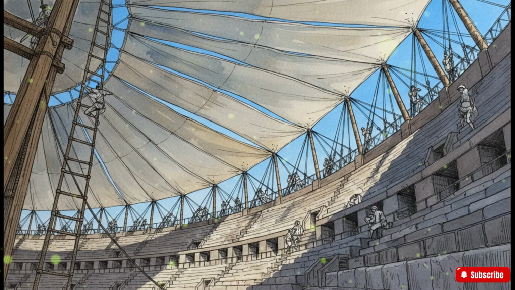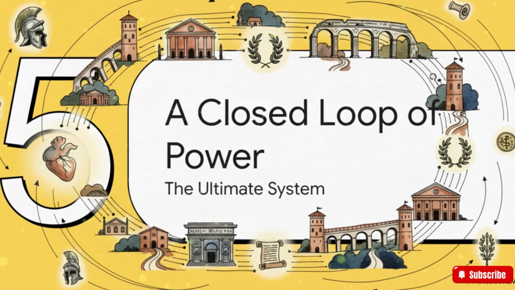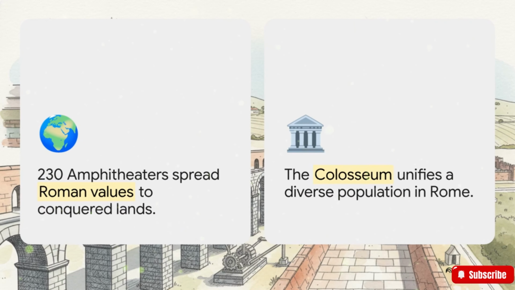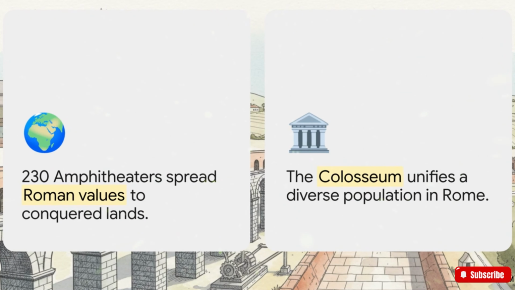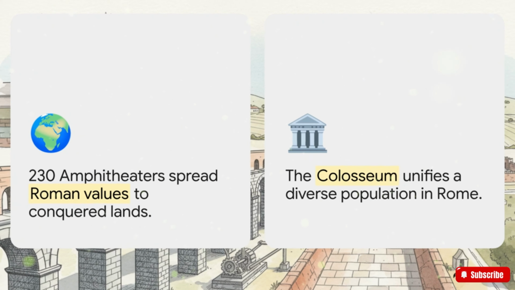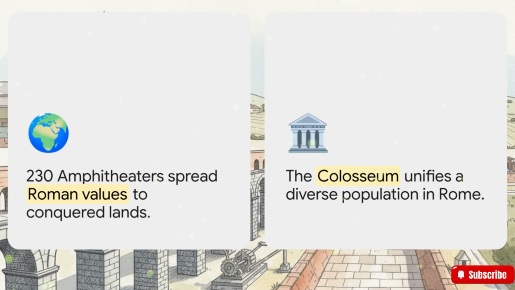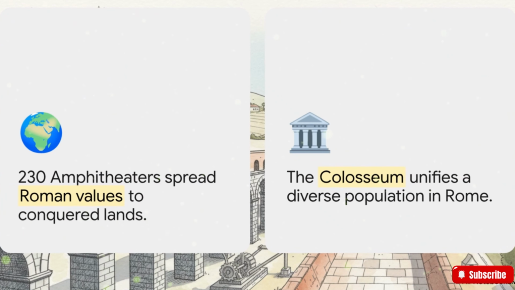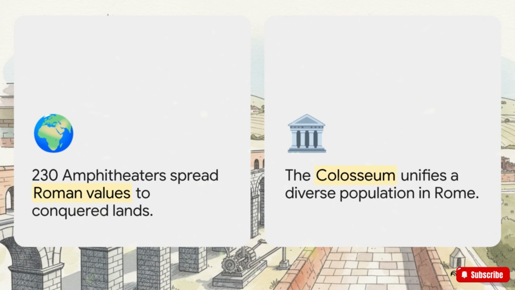Unbelievable, right? Which brings us to our final section, Part 5, a closed loop of power. When we finally zoom out, we realize these aren't isolated phenomena at all. The Colosseum wasn't a one-off. There were over 230 amphitheaters stretching all the way from England to Africa. While the Colosseum unified the incredibly diverse population in Rome, these regional structures were scalable tools of Romanization. They were specifically designed to spread Roman values, courage, martial prowess, swift execution, to conquered enemies abroad.